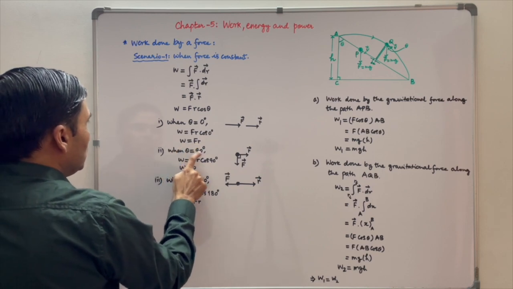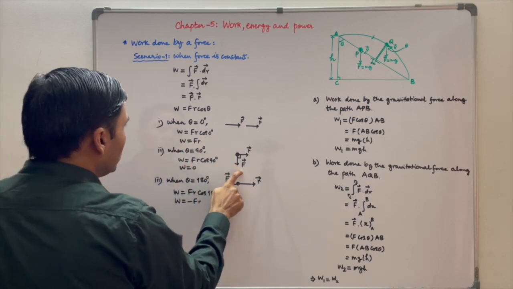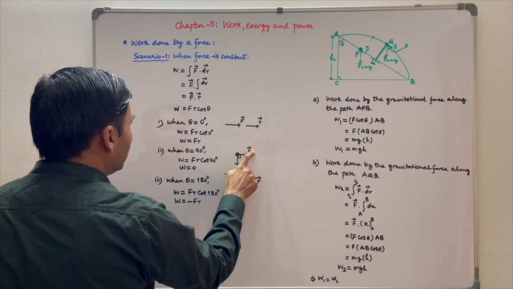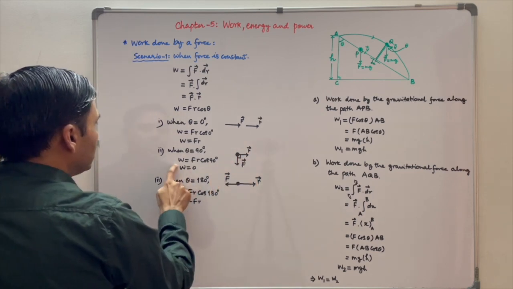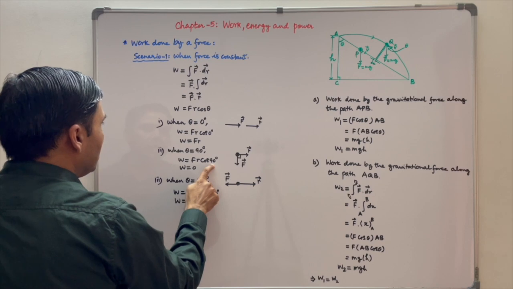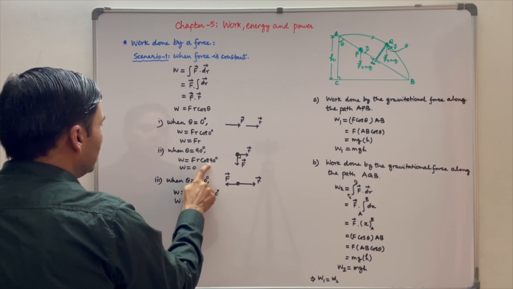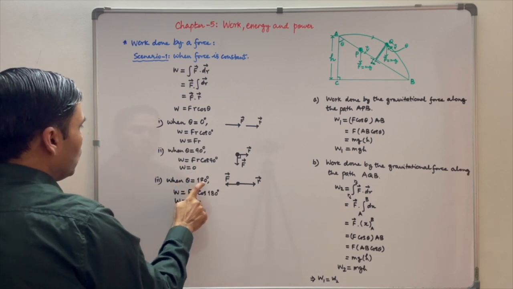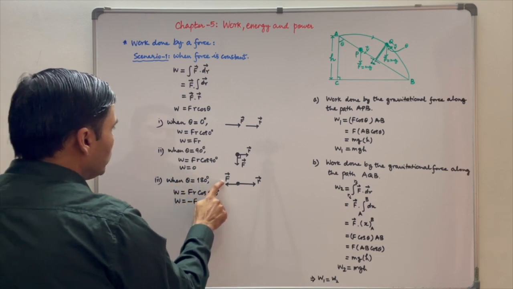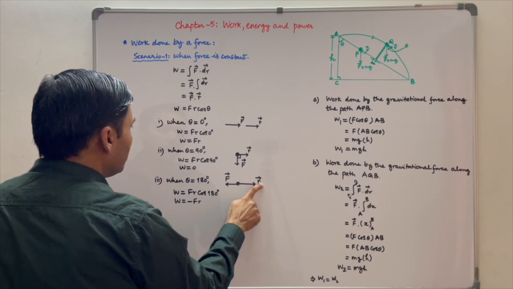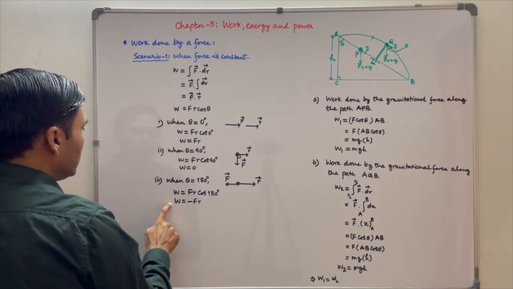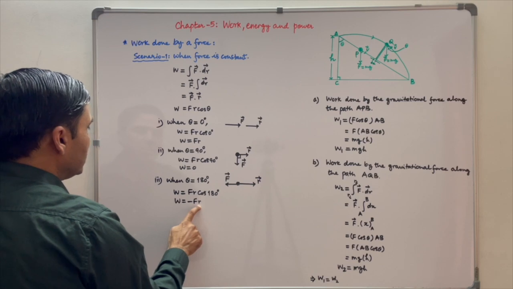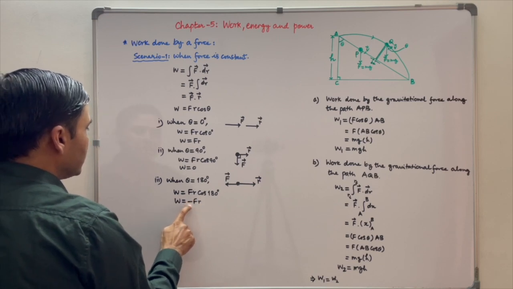When theta is equal to 90 degrees, that means force and displacement vectors are perpendicular to each other. Then W is equal to Fr cos 90. Value of cos 90 is equal to 0. So work done is 0 in this case. When theta is equal to 180 degrees, that means force and displacement vectors are opposite to each other. Then W is equal to minus Fr. That means work done is negative in this case.